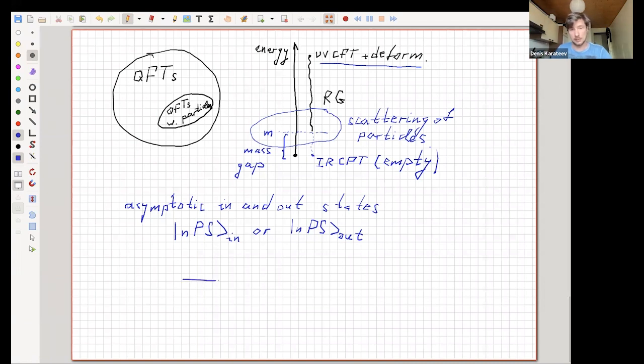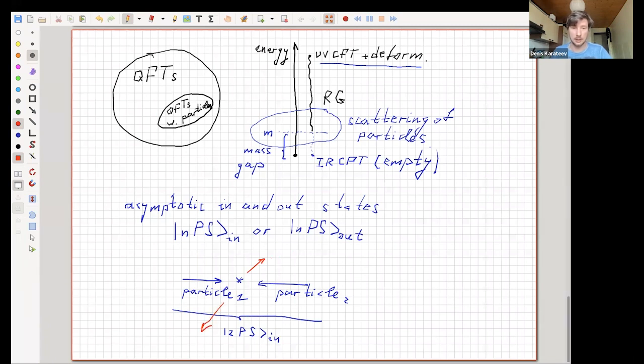And that, what we say, for example, when we have a particle one comes from somewhere, particle one, and particle two, and we scatter them, and this system is described by a two particle state incoming, and when the scattering happened, you get two particles out, and this system will be described by two particles out.